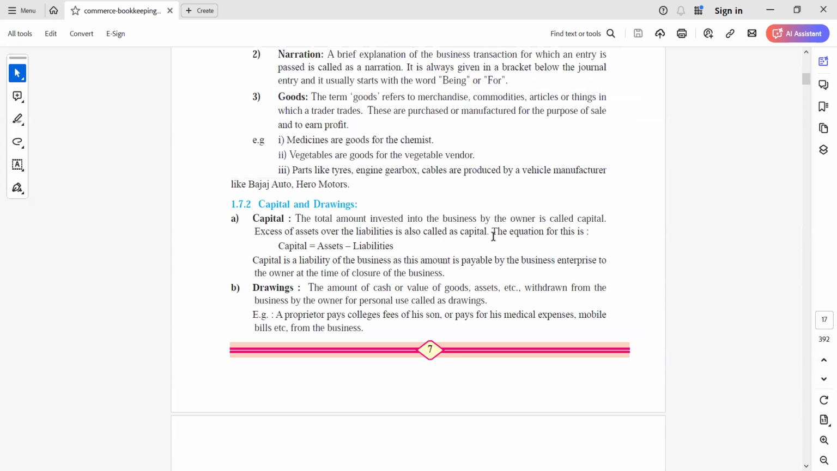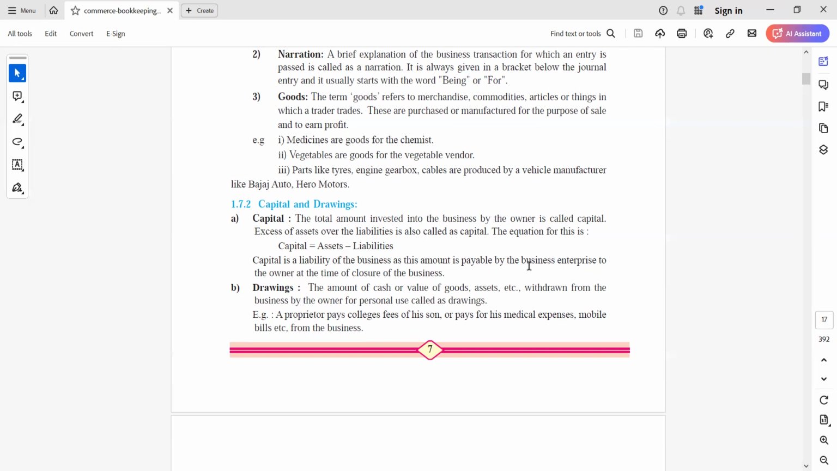So now what is capital? The total amount invested into business by the owner is called capital. The excess of asset over the liability is also called capital. It's a net capital. The equation for this is capital is equal to asset minus liability, which is basically whatever remains from the asset after paying the liability belongs to the owners. Capital is a liability of business as this amount is payable by the business enterprises to the owner at the time of closure of the business.